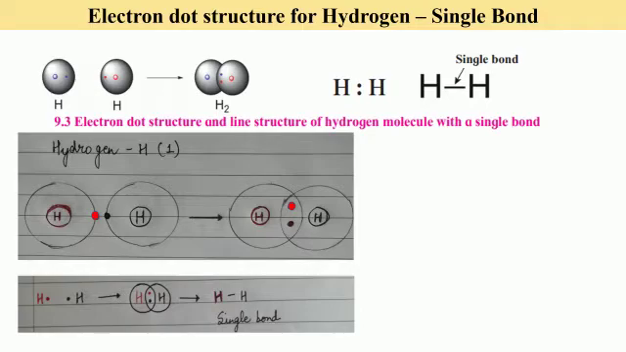If two pairs of electrons are being shared between two atoms, it is called a double bond. Two pairs will be equal to 4 electrons. And if three pairs of electrons are being shared between two atoms, then it is called a triple bond. So three pairs will be equivalent to 6 electrons.